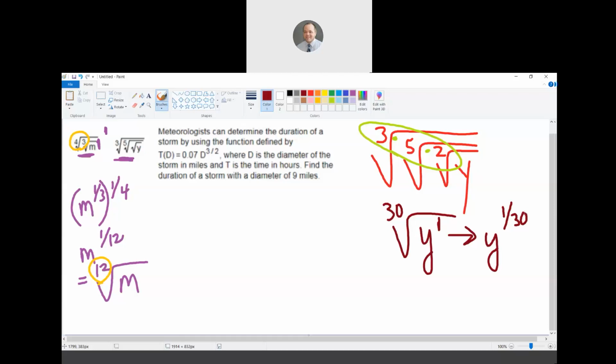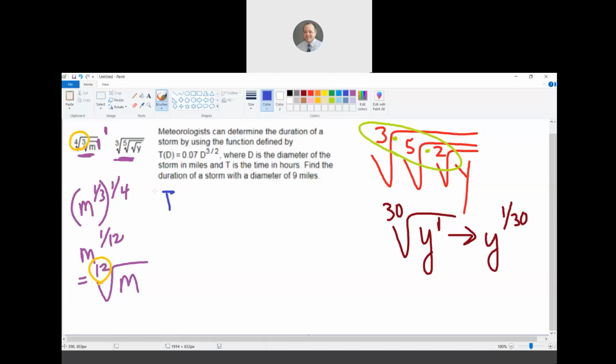Word problem. And the day that I'm recording this lecture, this is very appropriate because it's pouring rain outside. Meteorologists can determine the duration of a storm by using the function defined as shown, where d is the diameter of the storm in miles and t is the time in hours. Find the duration of a storm with a diameter of 9 miles.